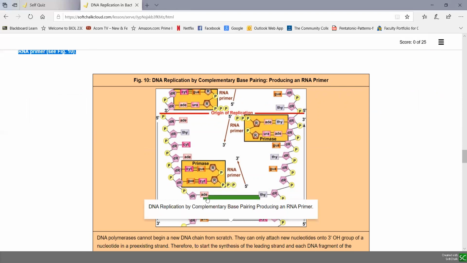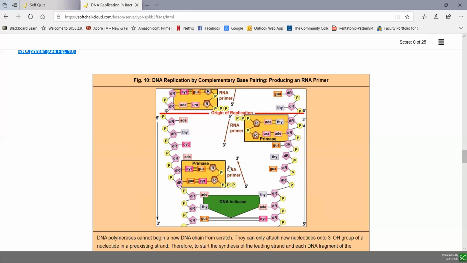So notice the DNA replicates here. Remember, DNA can only be made in a 5' to 3' direction. So this strand is being made in this direction up towards the beginning of the replication fork as the DNA unwinds in the opposite direction. So it would start right here.